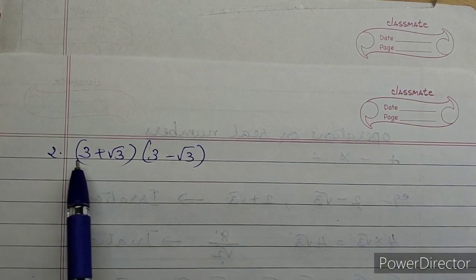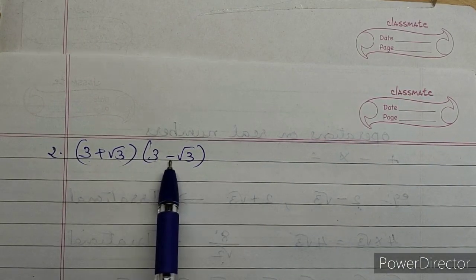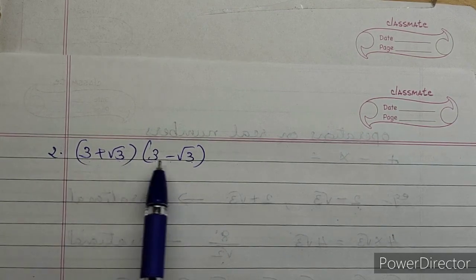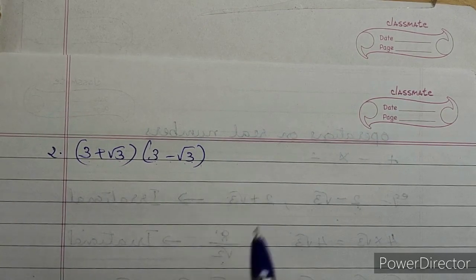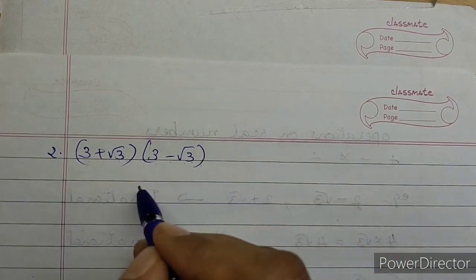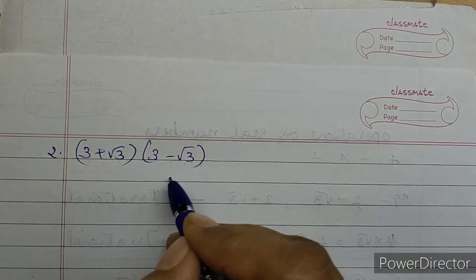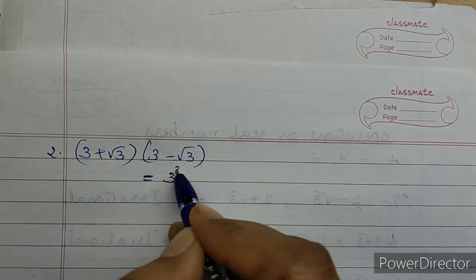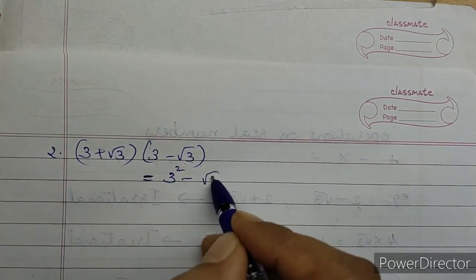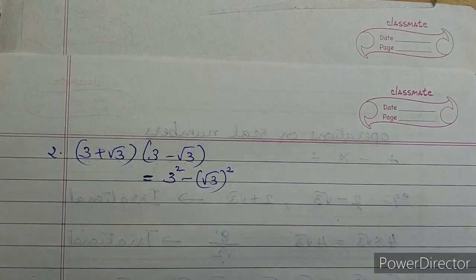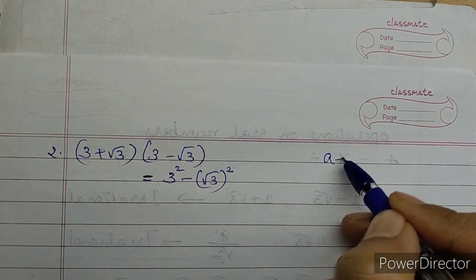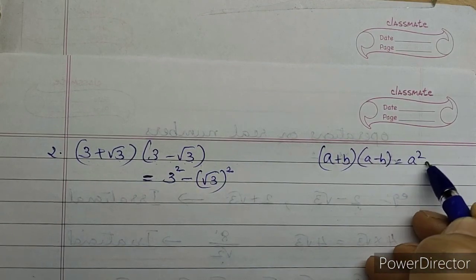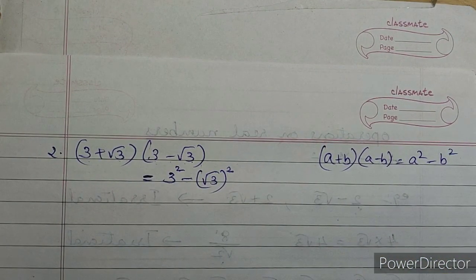Second sum, 3 plus root 3 into 3 minus root 3. Which identity is this? A plus b into a minus b identity. So what is that identity's answer? A square minus b square. You can write the identity on the side. A plus b into a minus b is equal to a square minus b square. This identity you are using here.